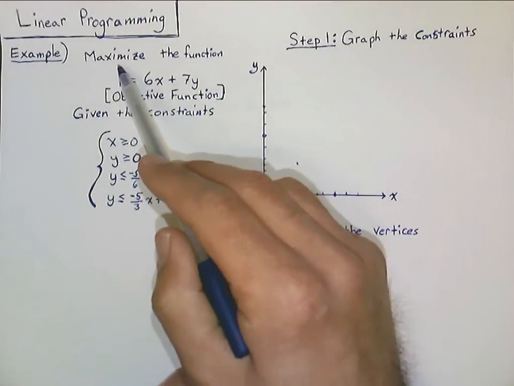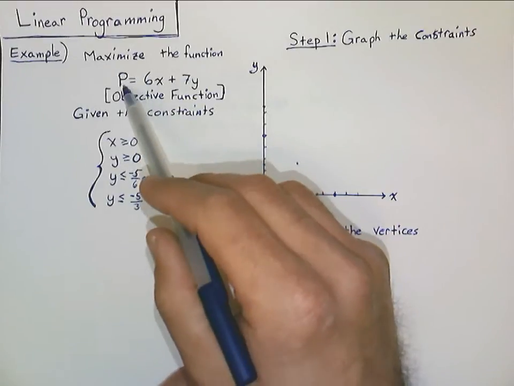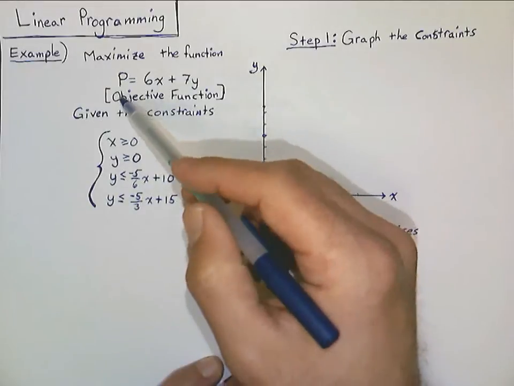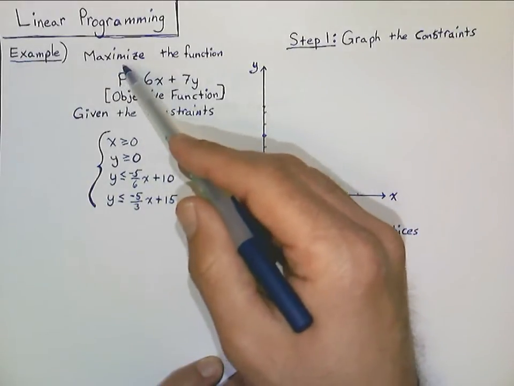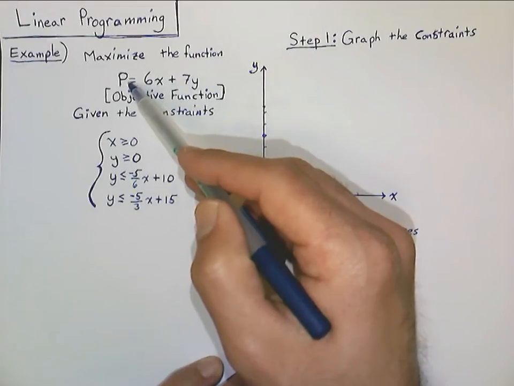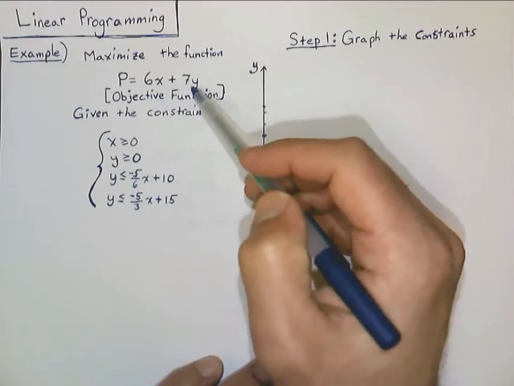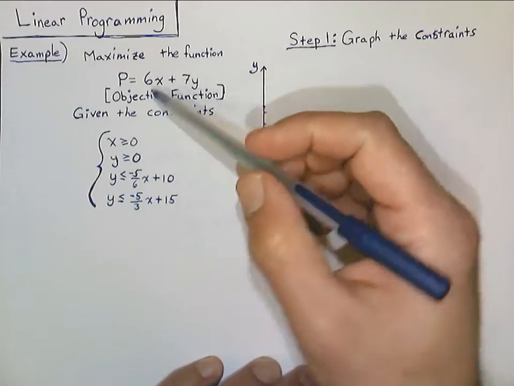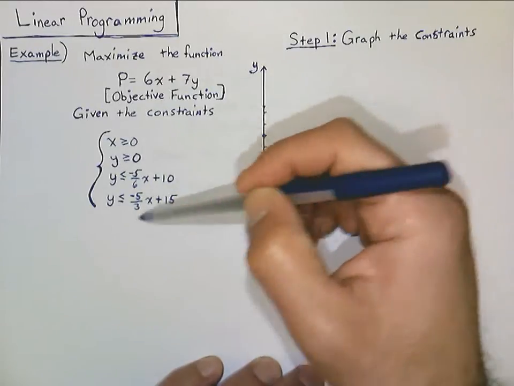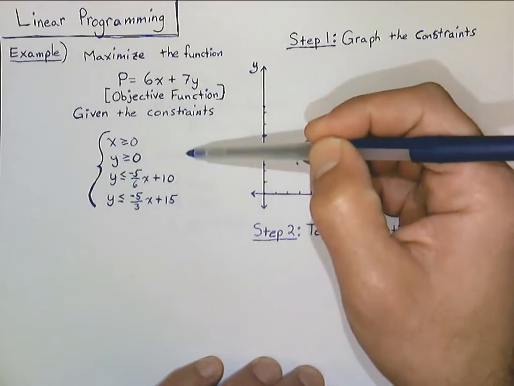We want to find the maximum value of this. This might be something like profit, or we might want to minimize costs. Either way, we want to optimize it, meaning we either find the maximum value of this p or the minimum value of this p. Now we can't do that unless we restrict what x and y have to be. So we're going to maximize this function given these constraints that we have written right here.